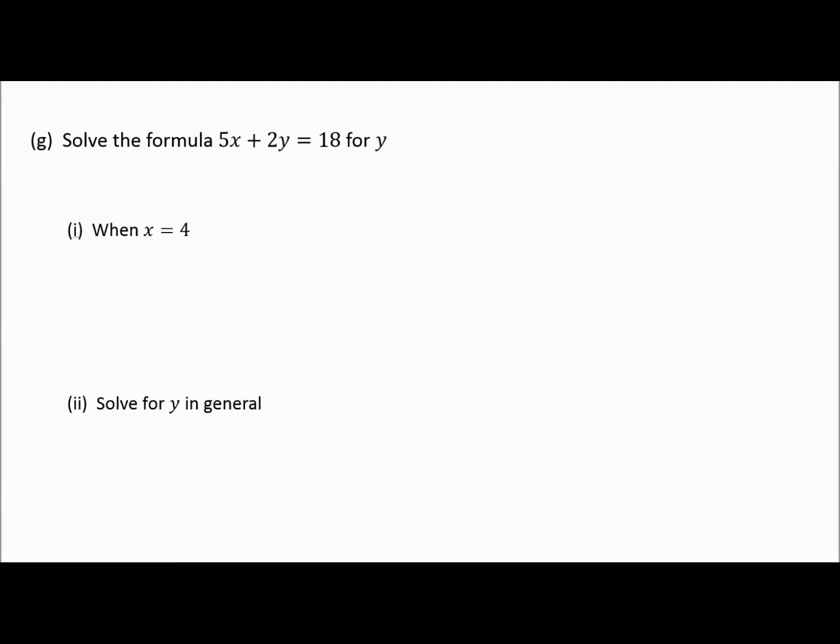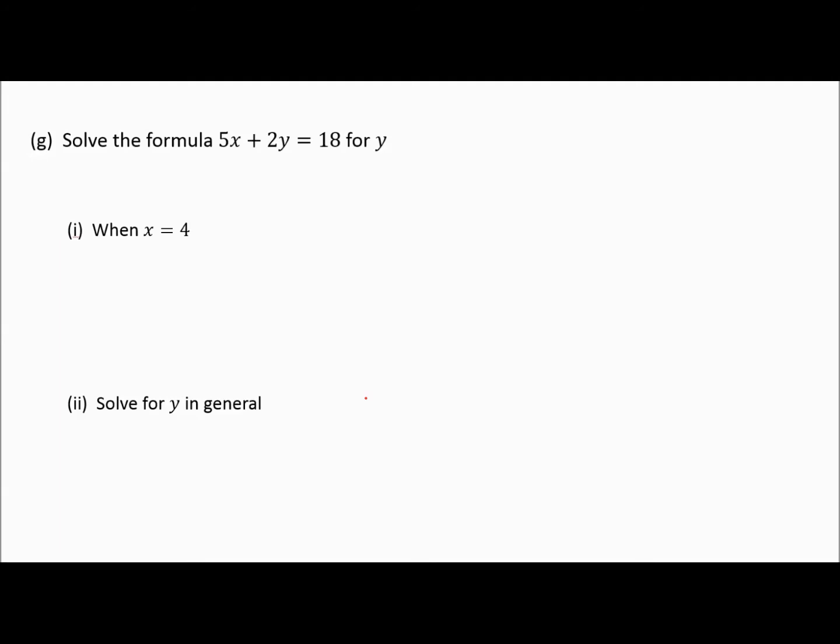So for question G, it says solve the formula 5x plus 2y equals 18 for y. They want us to get the y by itself. Now the first question says do it when x is 4. And you could go ahead and plug in x equals 4 straight above and then solve for y. Or you could do the general question first and then go back and plug in x equals 4. Both methods are appropriate. You're doing some of the same work if you do the first question and then do the second question. So I like to do the second question first.